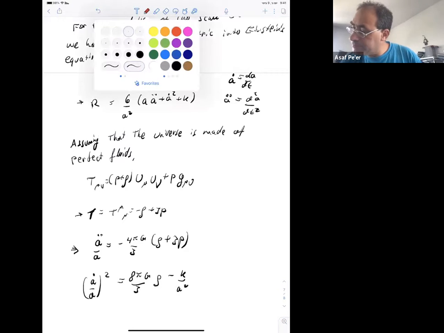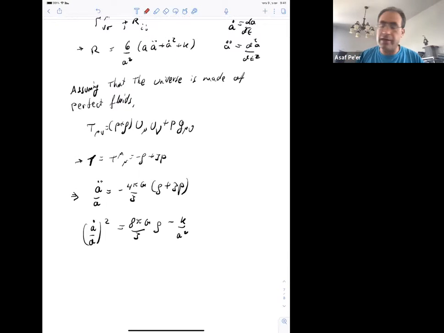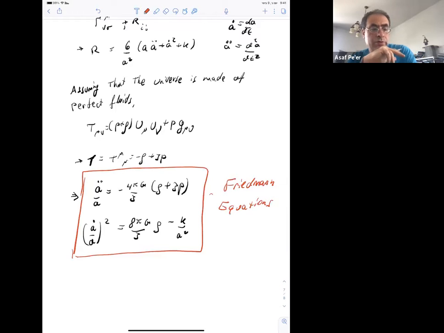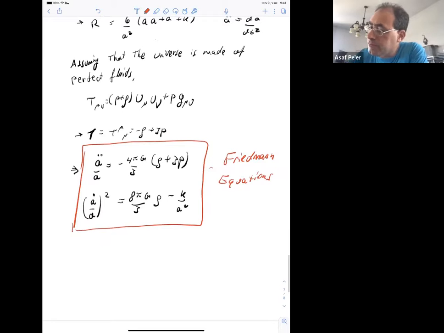So these two equations are the two equations that we obtain after plugging the Robertson-Walker metric into Einstein's equation, and they determine how the scale factor evolves in time. They have a name. These are called Friedmann equations. Together with the Robertson-Walker metric, these are called the Friedmann-Robertson-Walker universe, or the FRW universe.